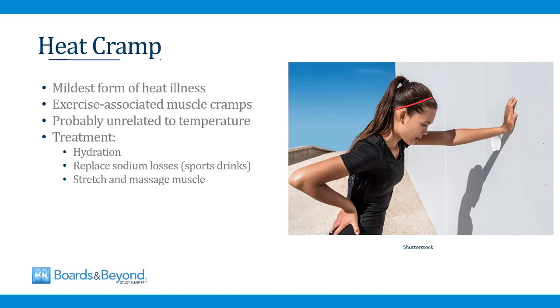We'll start by talking about heat cramps, which are the mildest form of heat illness. A heat cramp simply means an exercise-associated muscle cramp. So someone who is exercising for a prolonged period of time and develops a cramp, that's called a heat cramp. And in fact, the term heat cramp is probably a misnomer. There's no definite evidence that these cramps are related to body temperature, and most athletes who develop heat cramps do not have an elevated body temperature. Nevertheless, this is the name that has been established for exercise-associated muscle cramps, and the treatment is fairly basic.